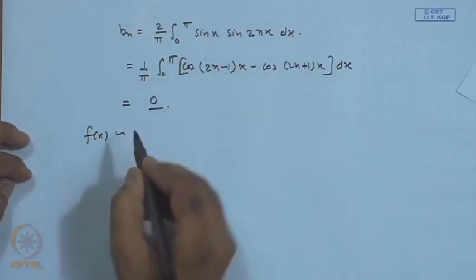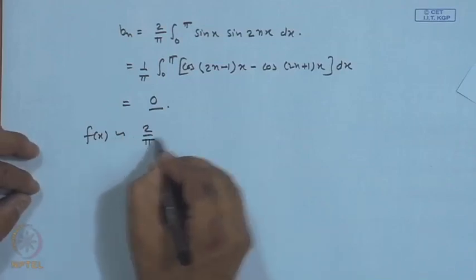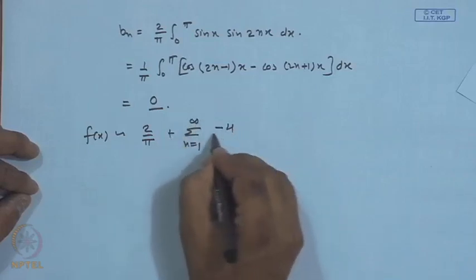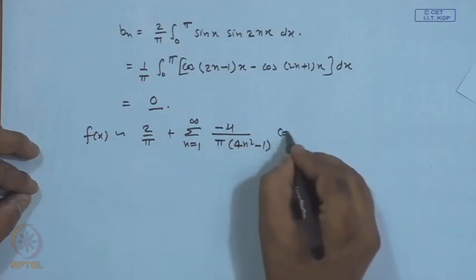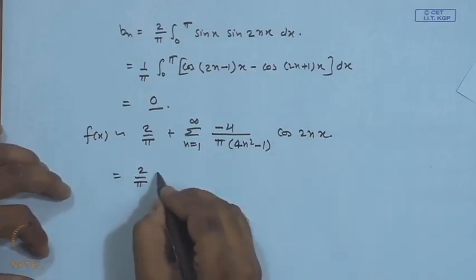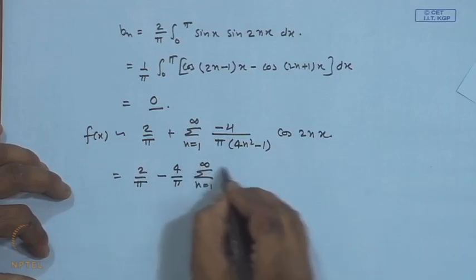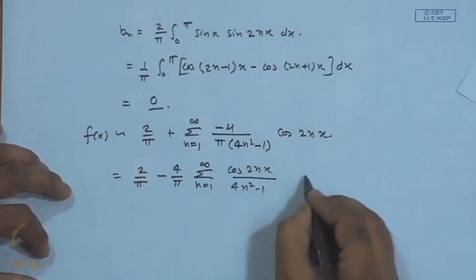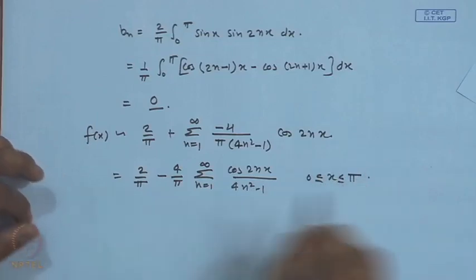Then the Fourier series is a naught by 2. So, a naught was 4 by pi. So, we have 2 over pi, and we have n 1 to infinity minus 4 over pi and 4 n square minus 1 cos 2 n x. So, this is 2 over pi minus 4 over pi, and n from 1 to infinity cos 2 n x over 4 n square minus 1, and this x was 0 to pi.